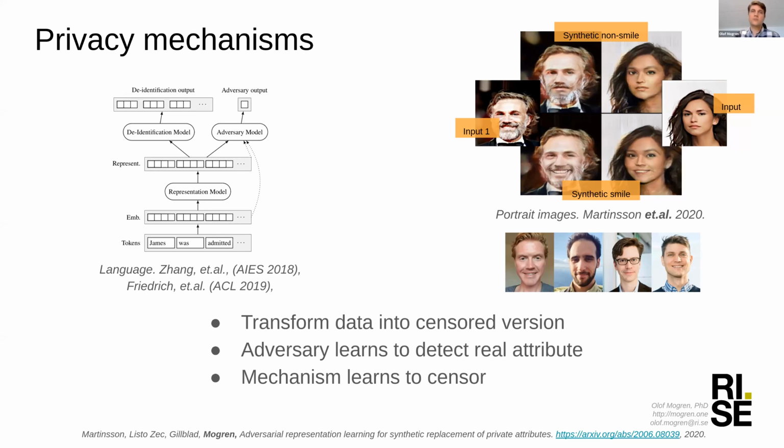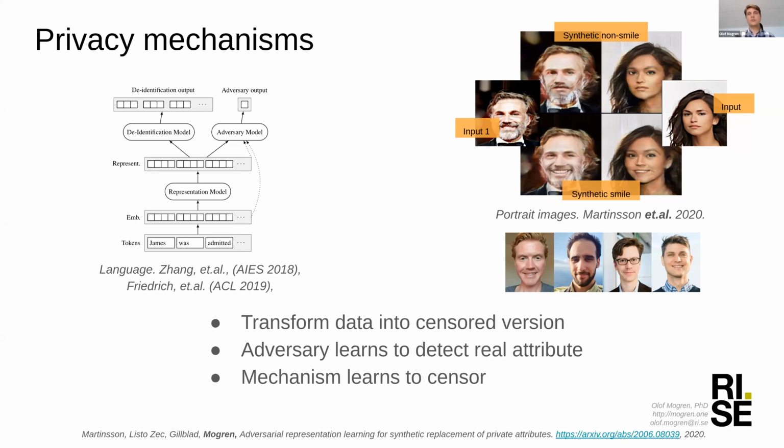One of the flavors of privacy mechanisms is adversarial representation learning, where you train two different models. You train an adversary that learns to detect the private information, and then you train a transformer, a model to transform the data to make it difficult for the adversary to find the sensitive information.